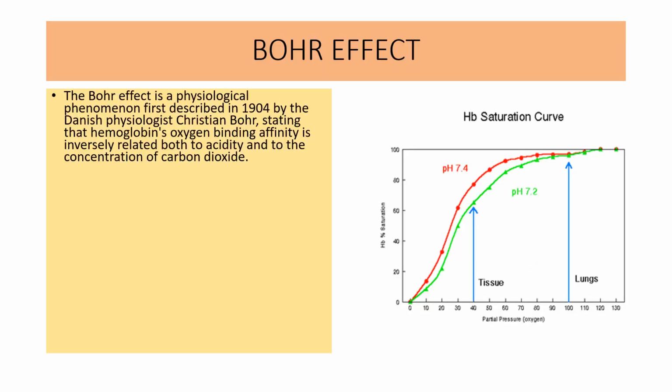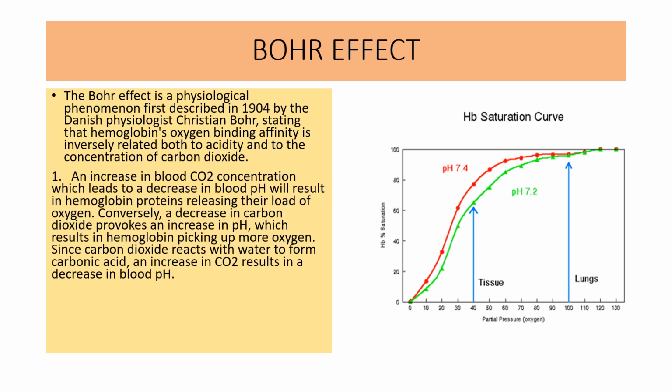The Bohr's effect is a physiological phenomenon first described in 1904 by Danish physiologist Christian Bohr, stating that hemoglobin's oxygen binding affinity is inversely related to both acidity and to the concentration of carbon dioxide. An increase in the blood carbon dioxide concentration, which leads to a decrease in blood pH, will result in hemoglobin protein releasing their load of oxygen at the level of tissues.